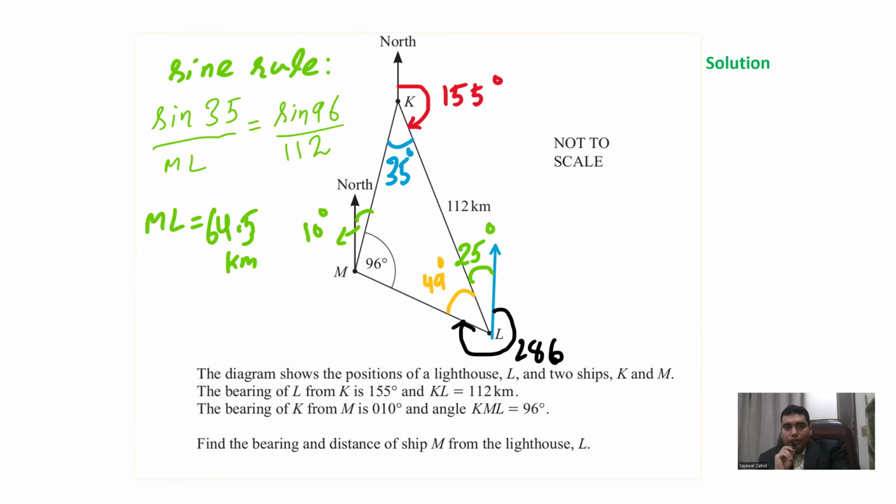After that, it's a simple case of the sine rule. How does it work? You take any angle of the triangle, let's take 35 degrees, divided by the opposite side, which is ML, the distance that we need to find. So just keep it ML. You need another pair. Take 96 degrees, the angle that was given to us in the question, divided by the opposite side, which is 112. All you need to do is use a calculator and you can find the distance of the ship M from light L, which is 64.5.